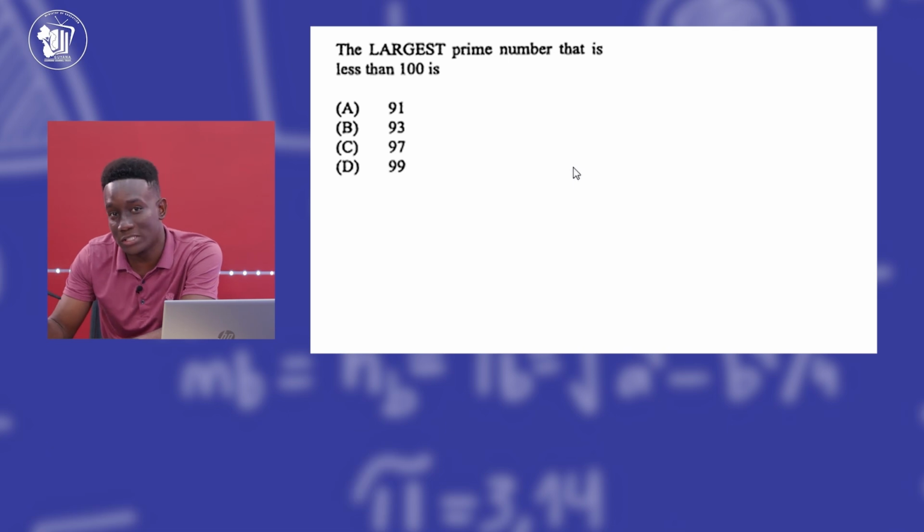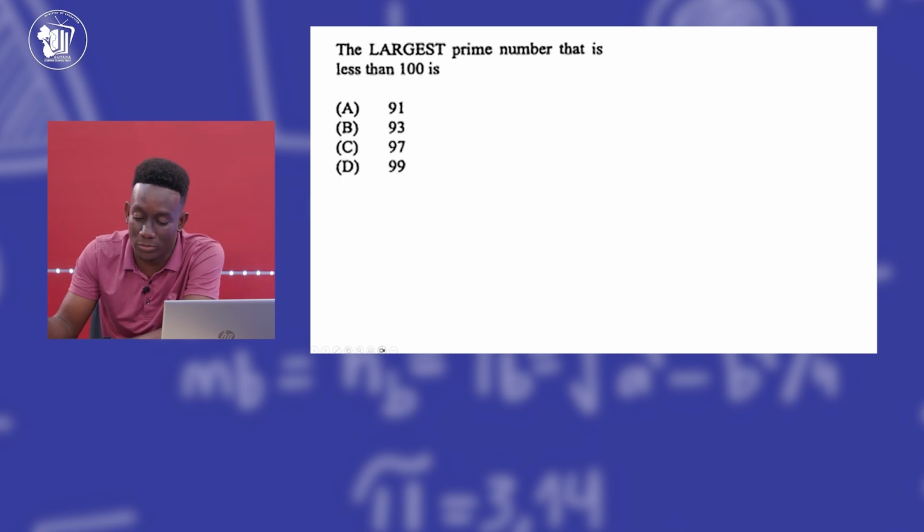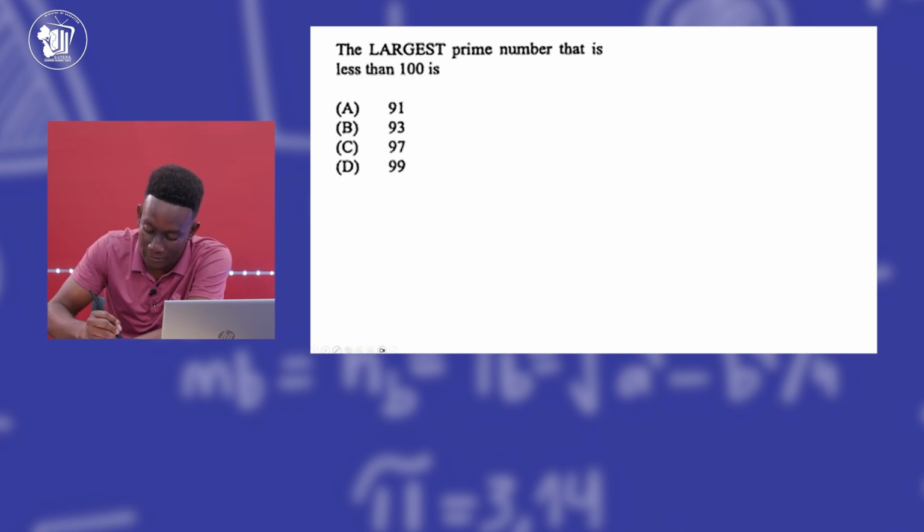Prime numbers are numbers that have only two factors, 1 and itself. For example, 2 is a prime number because the factors of 2 would be 1 and 2. 3 is a prime number, 5 is a prime number, and so on. So from these options here, they want the largest prime number. So let's start off with the first one, which is 91.